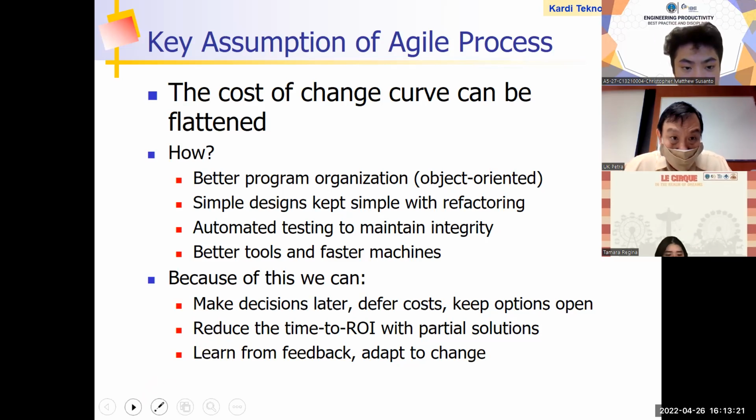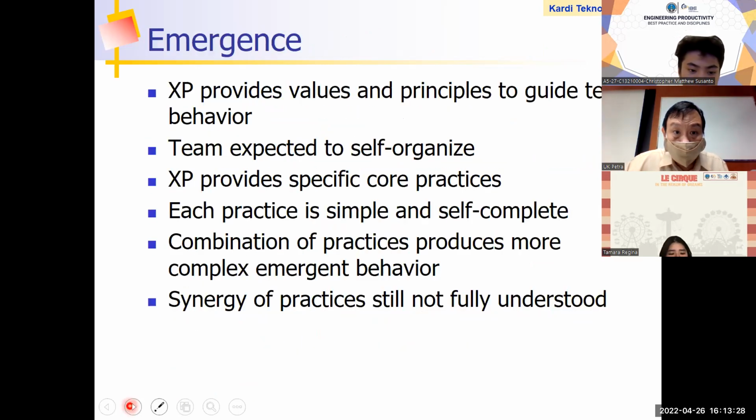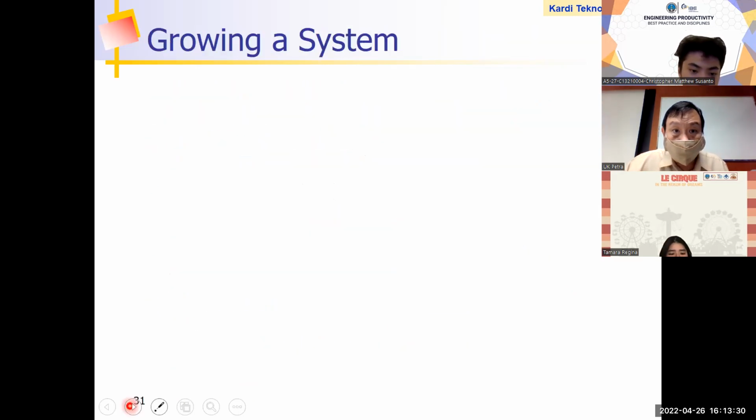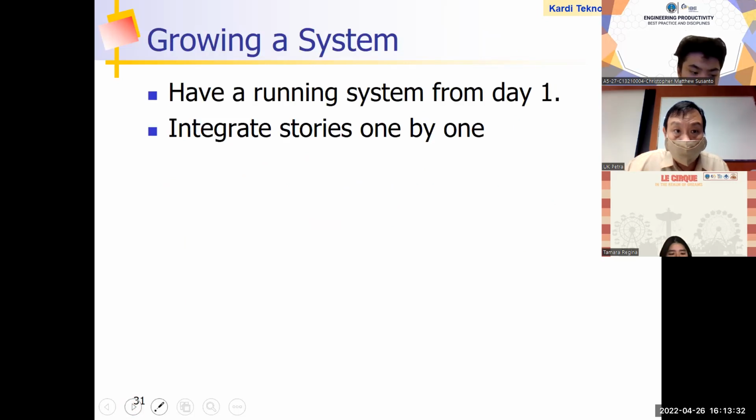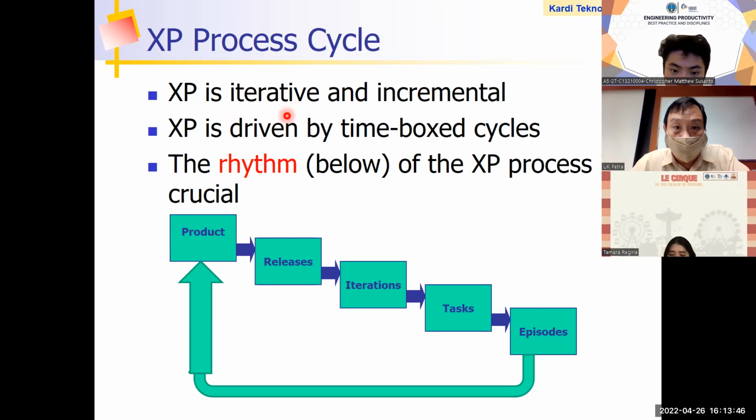So let me go to the definition, you can read it by yourself. Oh, yeah, this is important. This is called iterative and incremental. In XP we have iterative and incremental development. So there is a time-boxed cycle, and this is the rhythm.